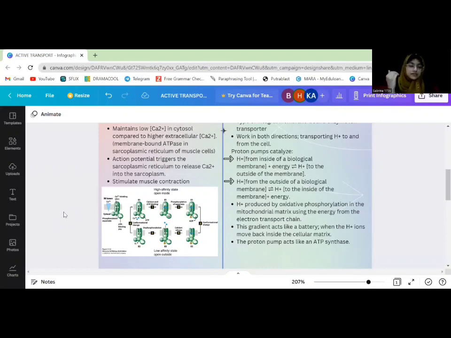Since the hydrogen ion concentration in the intermembrane space is higher, this creates an electrochemical gradient, and this kind of acts like a battery. So when the hydrogen ions want to move back into the cell, this gradient generates energy. So the proton pump essentially acts like an ATP synthase, where it combines ADP and a phosphate to form ATP. So that's about it. Thank you.